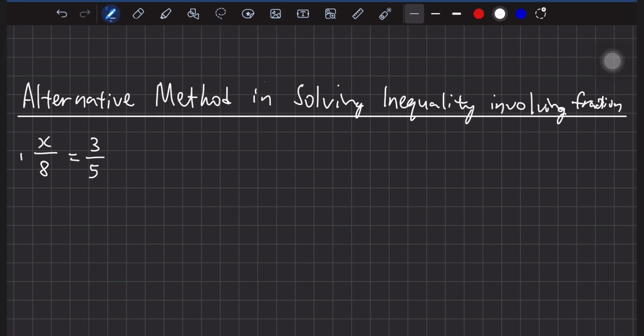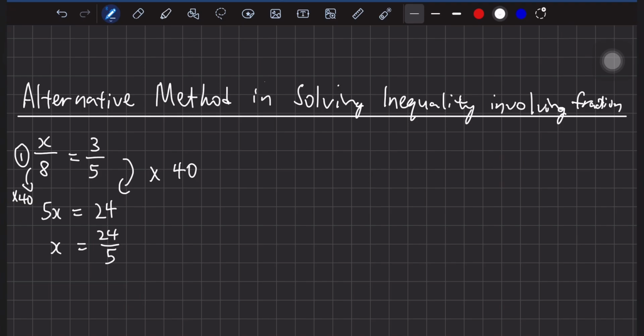this linear equation, x over 8 equals to 3 over 5. So what students will do, they will multiply by 40 on both sides. Multiply by 40 on the left, we will have 5x. Multiply by 40 on the right, we will have 24. Then we will divide by 5 on both sides, 24 over 5. So that's how we solve for this.